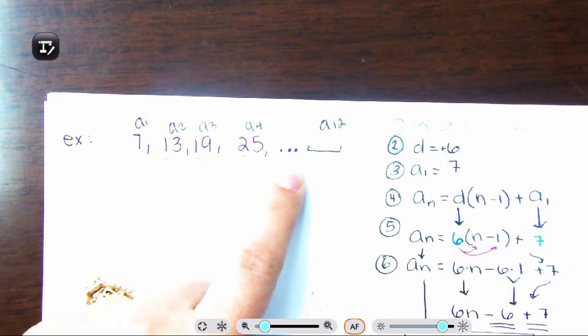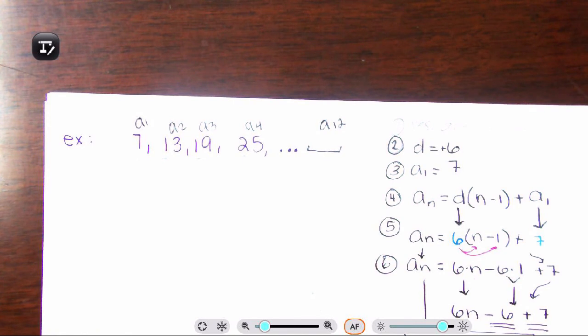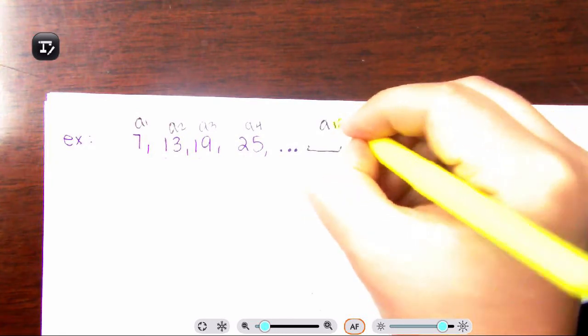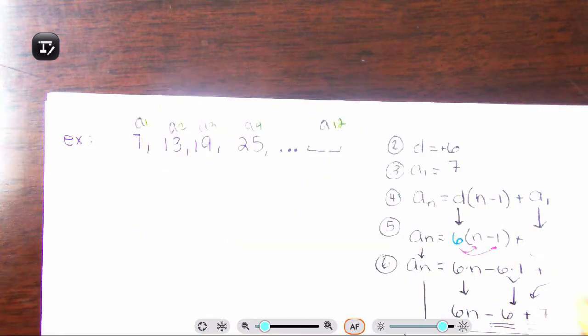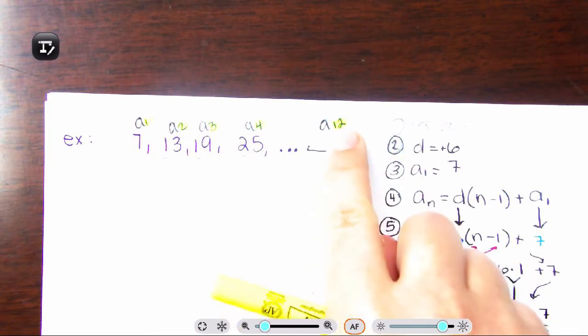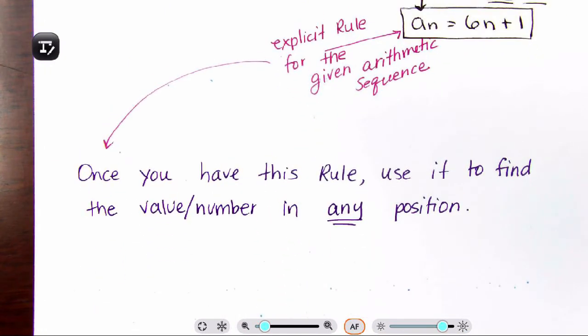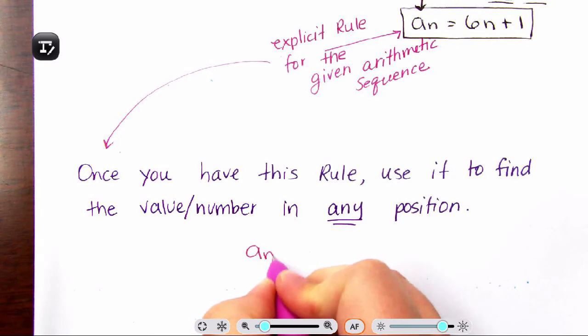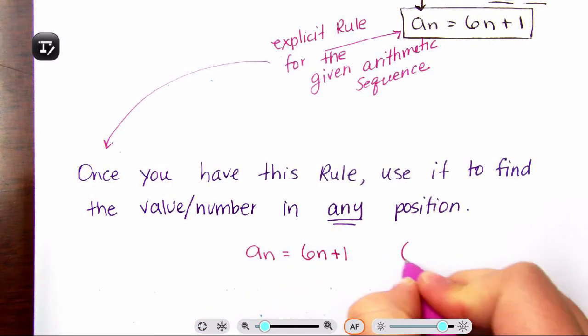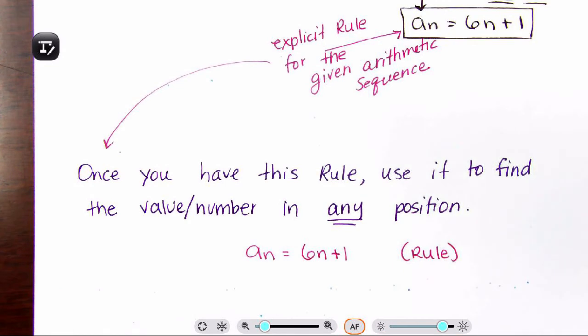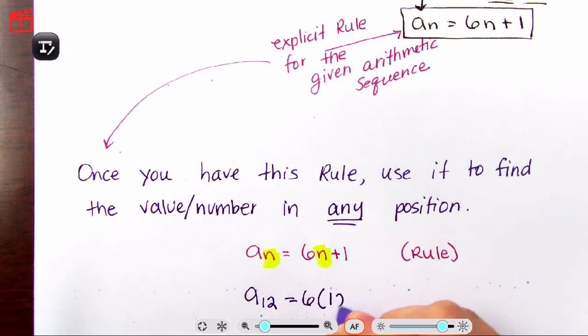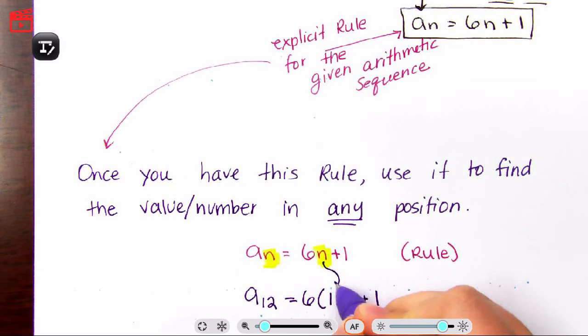12th position? I'm going to take my 12, because that's my position number. So I want to know what the value is in the 12th position. So I'm going to copy down my rule. Here's my rule: a sub n is equal to 6n plus 1. That's my rule, and n is my position number. So I want to find a sub 12 is equal to 6 times 12 plus 1. I'm going to substitute in for n.